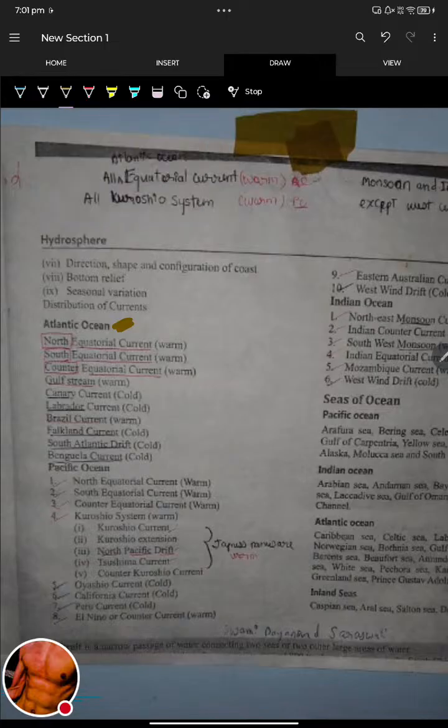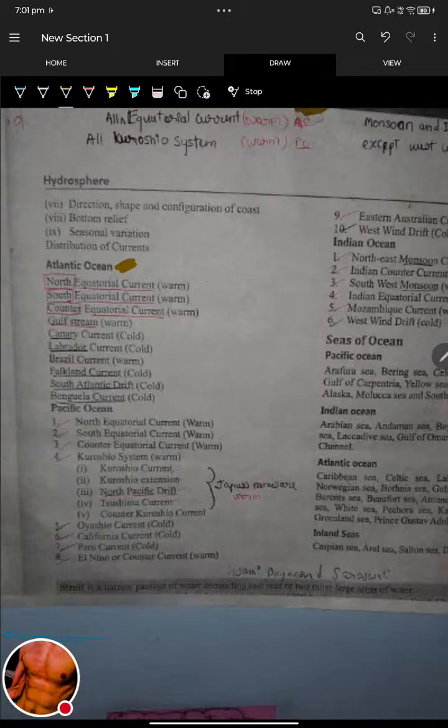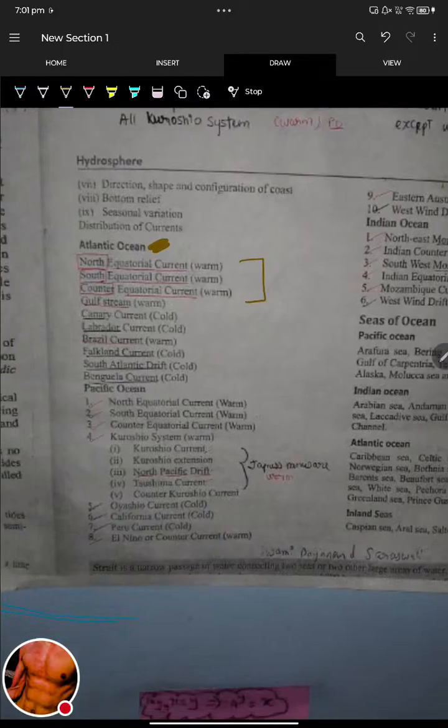So there would be more warm currents: the north, south and counter equatorial currents. The north, south and counter equatorial current is everywhere warm. So north, south and counter, you could say it's like your sword got parried by a shab. Ching ching ching ching.